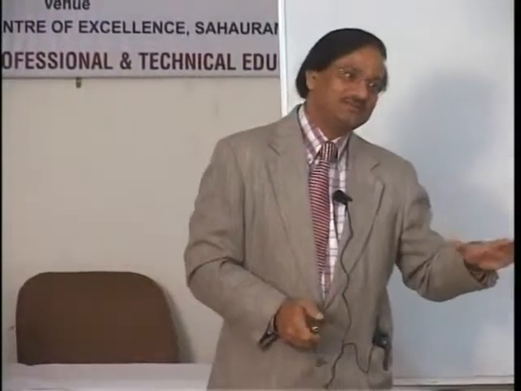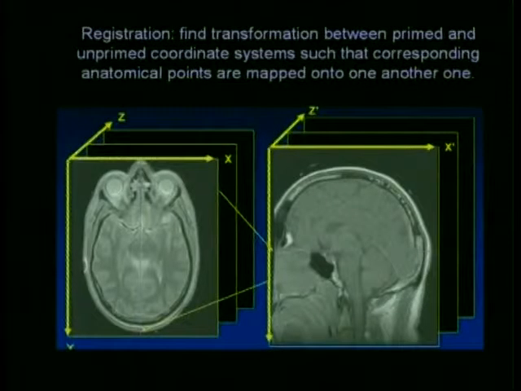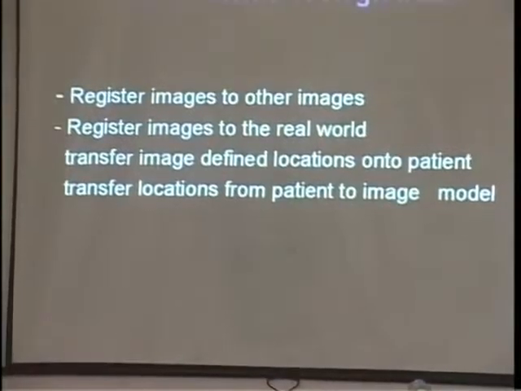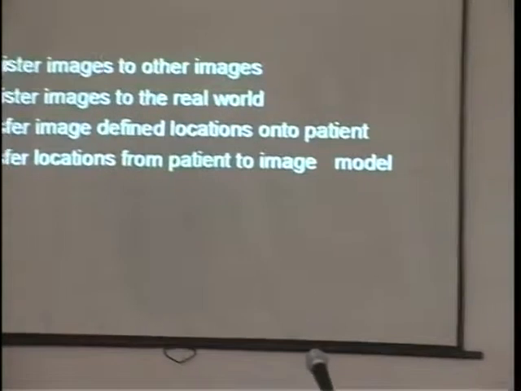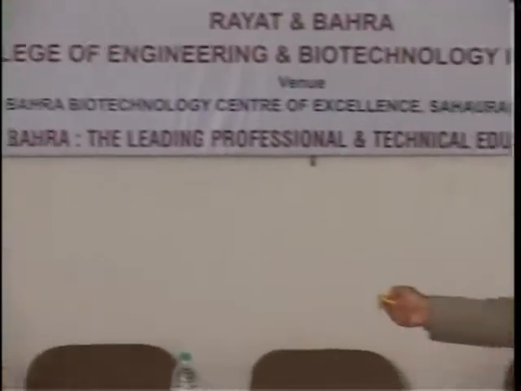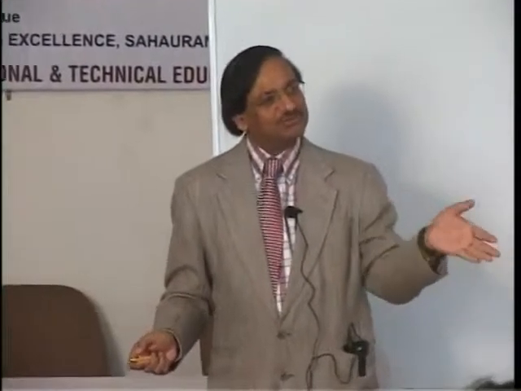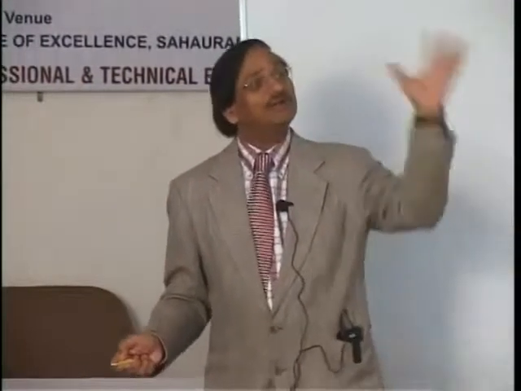So for that registration, point to point, coordinate to coordinate matching. I'll come back to you next. So this is how the coordinate to coordinate axis has been manipulated. Next. Now the two problems of registration: registering one image to another image, and image to the real world space. Next.